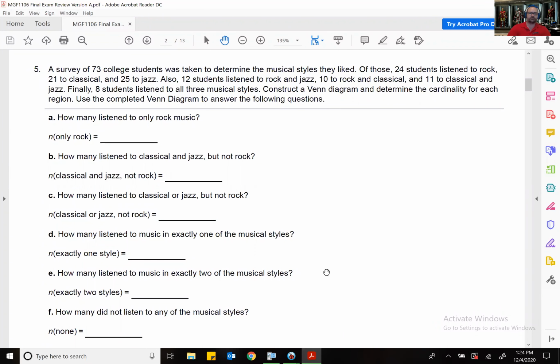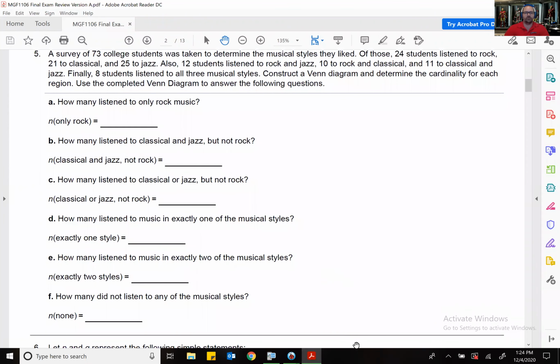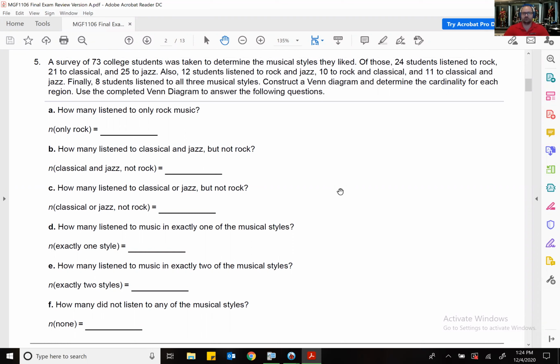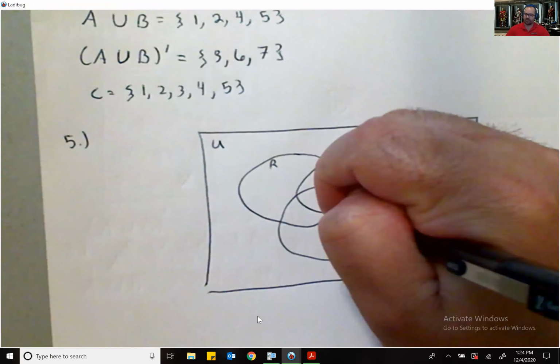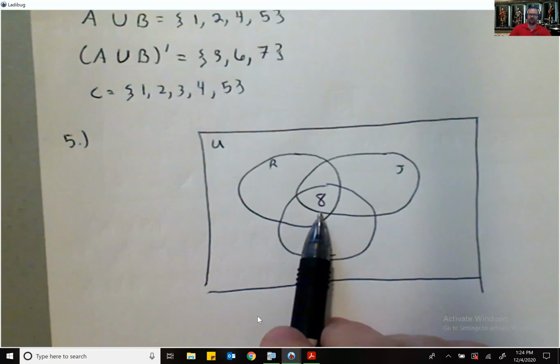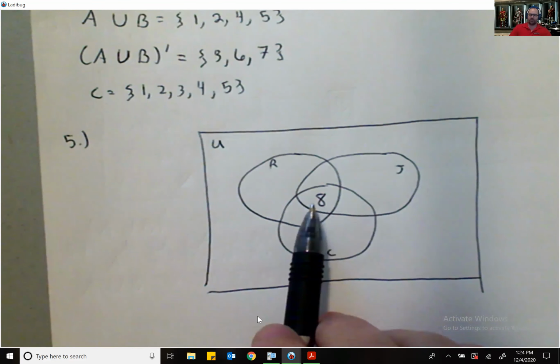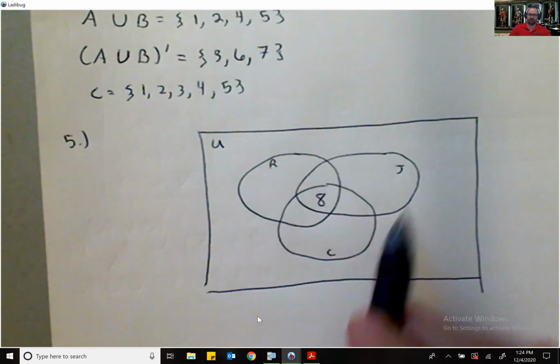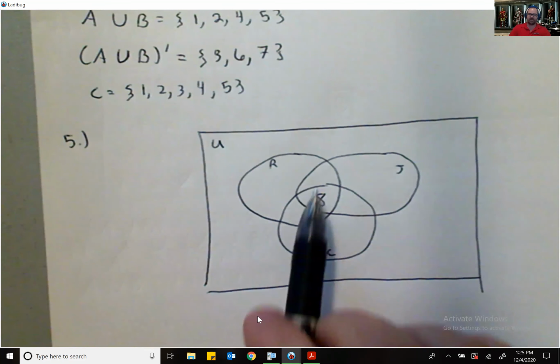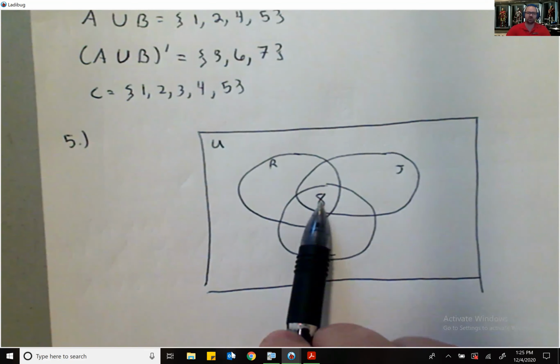All right, where do we start with this? We got 8 students who listen to all the categories. Good. So we know that the number 8 goes right here. And this is the only number from that word problem that we can trust, because all the other numbers, when we put them into our Venn diagram, will be a little different. This is the only number we can take for face value. So we start to work our way backwards.